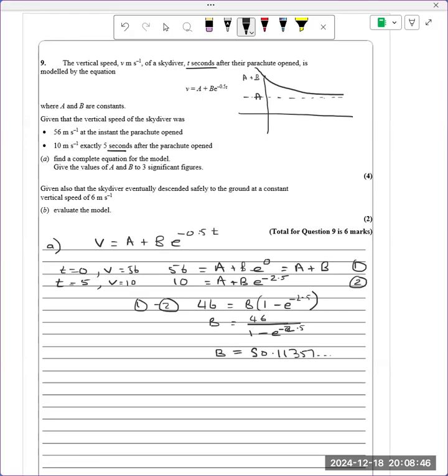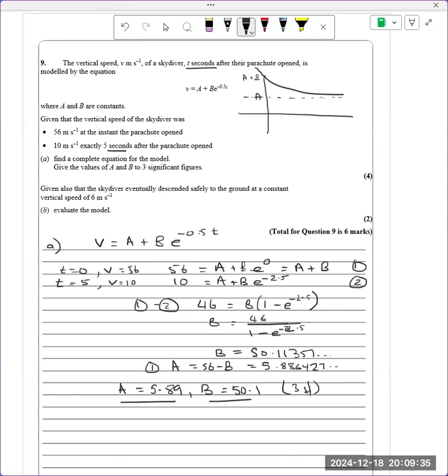We need to then go back and work out A. Well, equation 1 tells us that A is 56 minus B. Now I've still got it on my calculator. So 56 minus answer is 5.8886427. Now we only want, I've written more accurate answers, so to 3SF, A is 5.89 and B is 50.1 to 3SF.